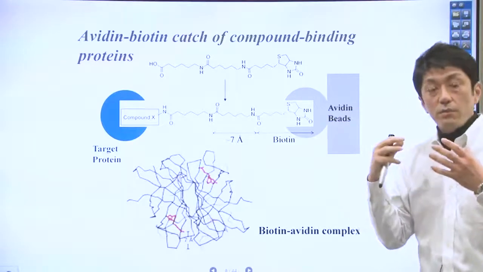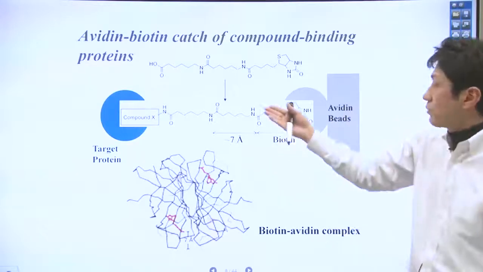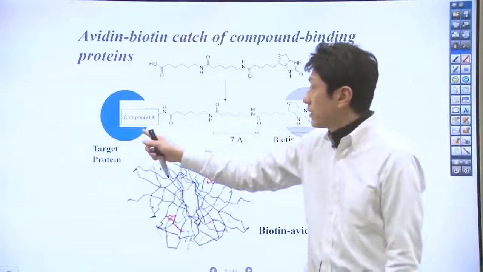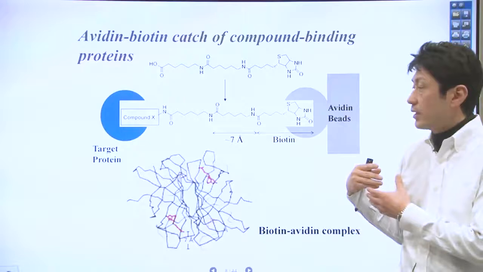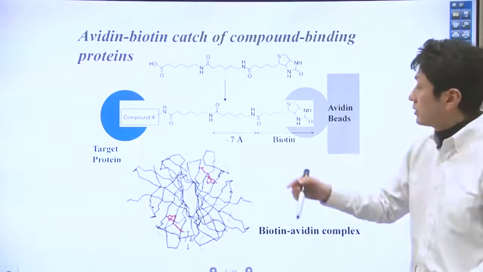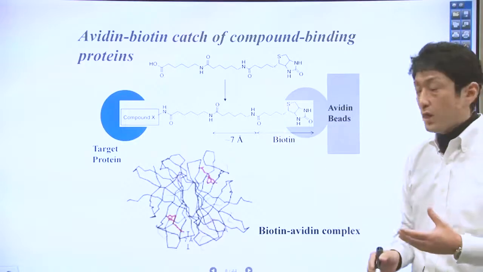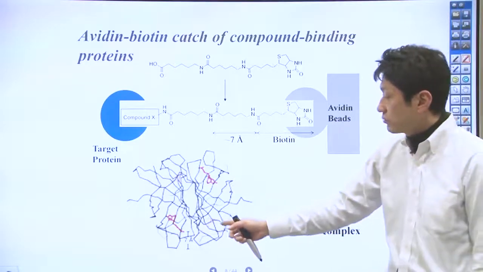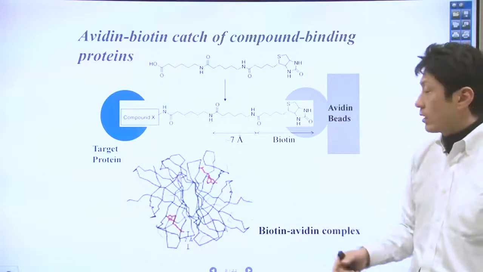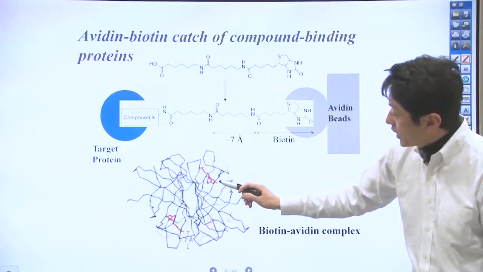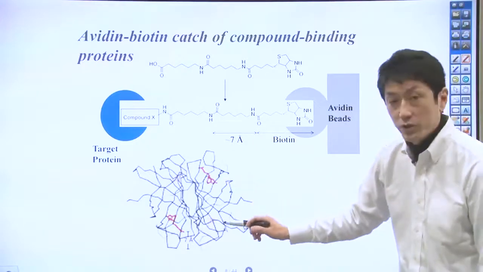So then we make a cell lysate. We add cell lysate into this molecule. Then the protein that binds to the compound should be isolated. Then at the beginning, we thought the linker is long enough. But we realized that when we look at the crystal structure of avidin-biotin complex, the biotin binding site in avidin is deep inside of the avidin molecule.